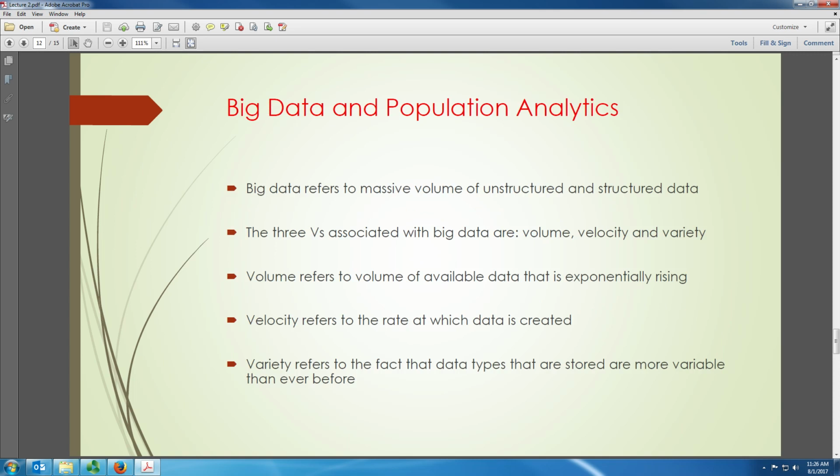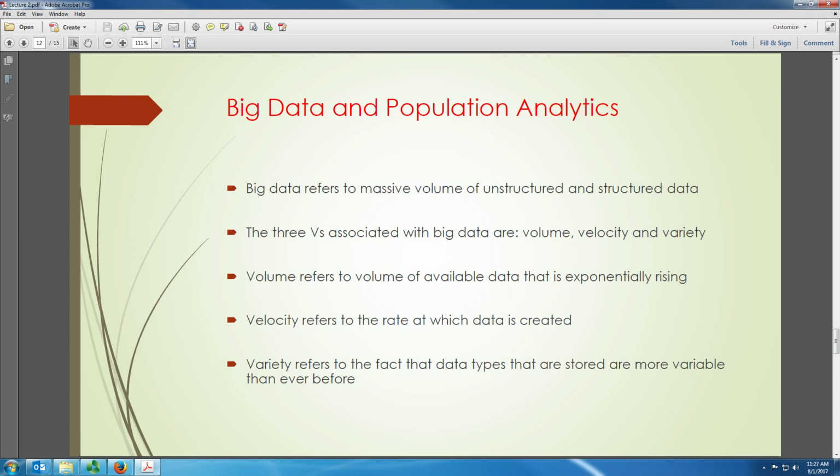So big data analytics and population analytics is an upcoming field, but they are not the same. Big data refers to massive volume of unstructured and structured data. We already discussed what is unstructured data and what is structured data in the previous lecture. The three V's associated with big data are volume, velocity, and variety.